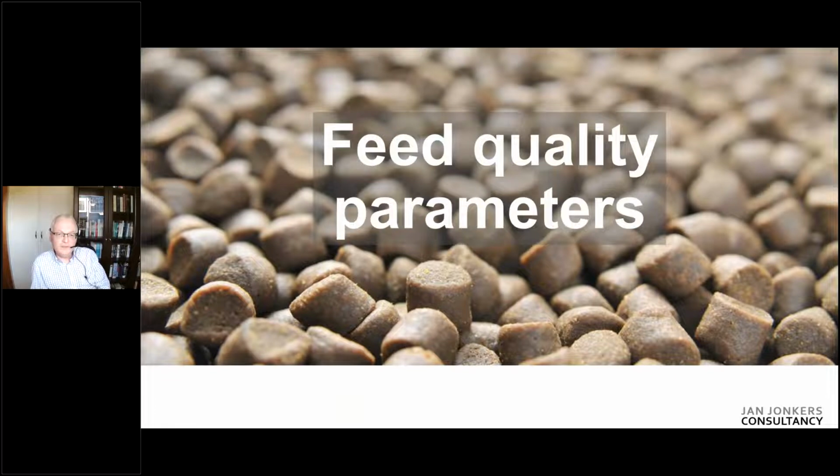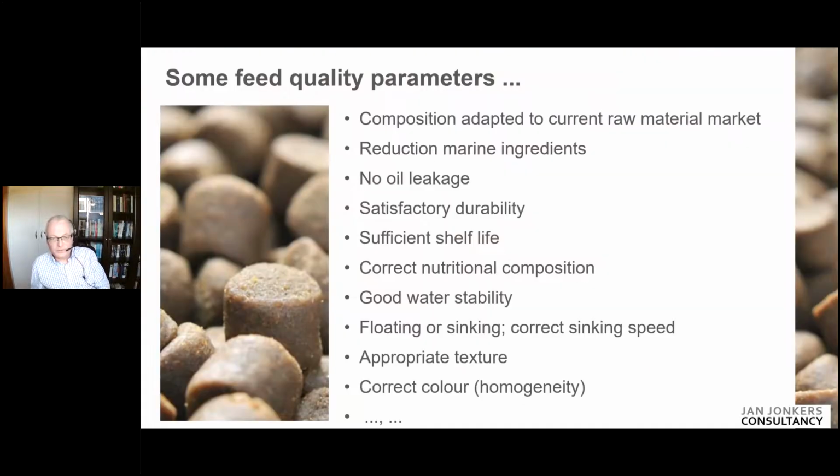Then next section is about feed quality parameters. There are a lot of different feed quality parameters. A long list here. The list can even be longer. If you look at a few of these parameters: no oil leakage, durability we already discussed, sufficient shelf life, no microbial growth, so things like this. And also if you have a good control over the quality, then you could also become more flexible with the composition, the formulation of the feed. That's on top of this page. So composition adapted to the current raw material market. So then you would be flexible to change to different recipes. And that's very important at the moment with all these supply chain disruptions. So that is also part of a good control of quality of the feed.